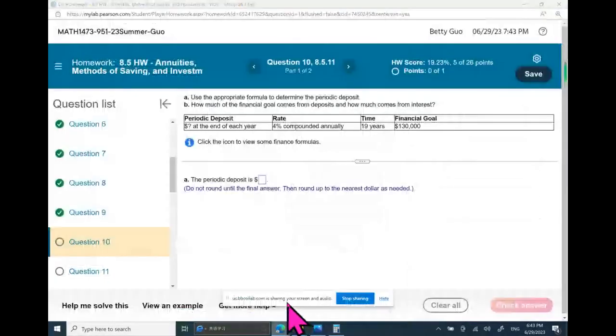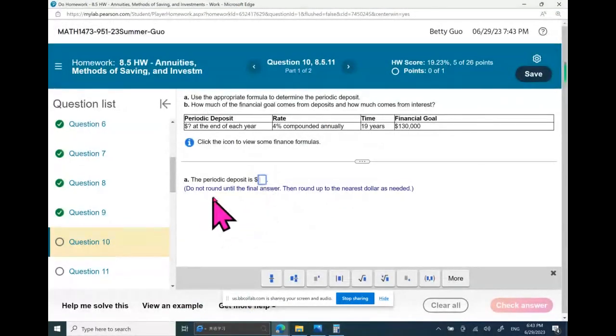What we learned in this chapter, to be honest, I think is very useful. Let's go back to my math. Read the information here. Do not round until the final answer. Then round up to. You see that? It says round up to, it doesn't say round to. Every time you see round up to, you have to round it up, even if the digit right after the decimal is less than 4, to the nearest dollar.